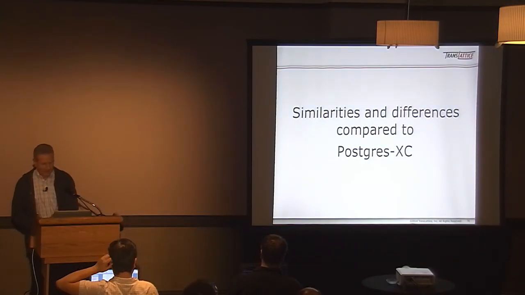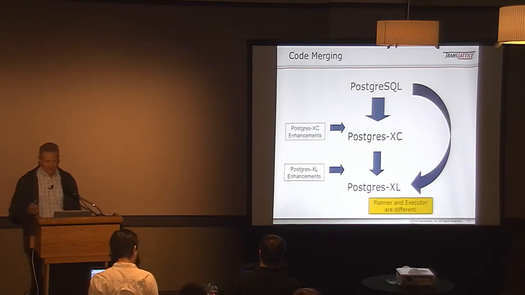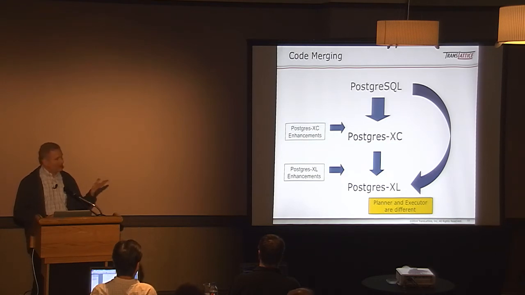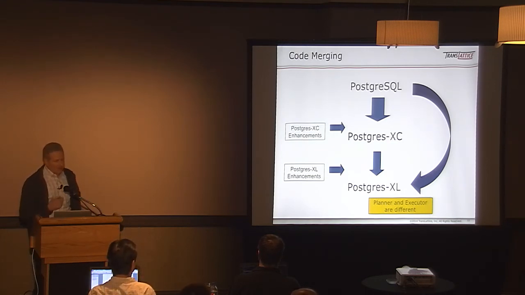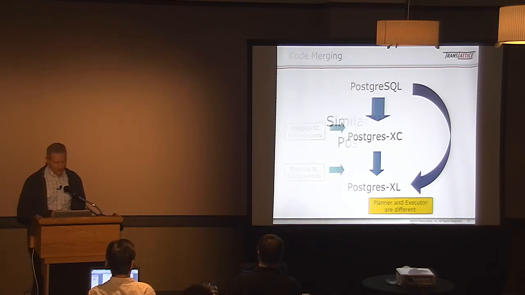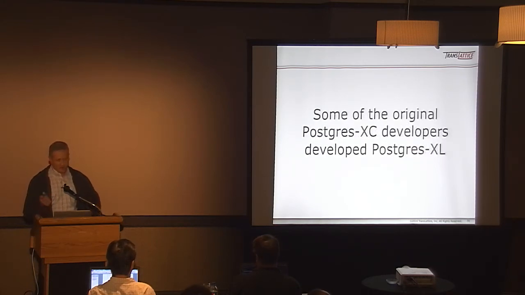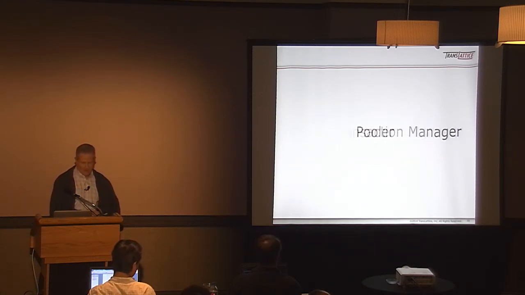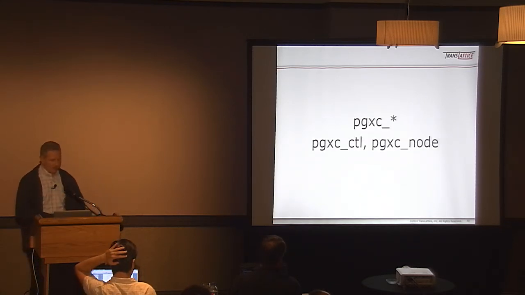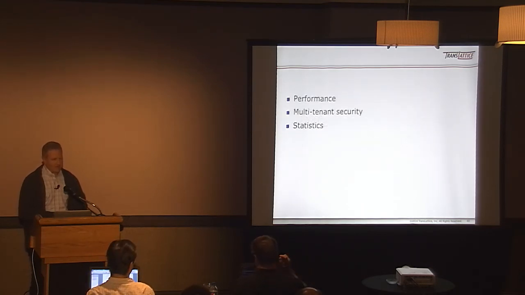So we also get asked a lot, okay, what about this Postgres-XC thing? How does it relate? Well, we do share a lot of code. Some of the basic infrastructure is the same. But we added some of our own enhancements. The planner and executor are quite different. A lot of the same original XC developers continued on with XL. We have the GTM, pooler, catalog. A lot of the things are the same. But there are some differences.